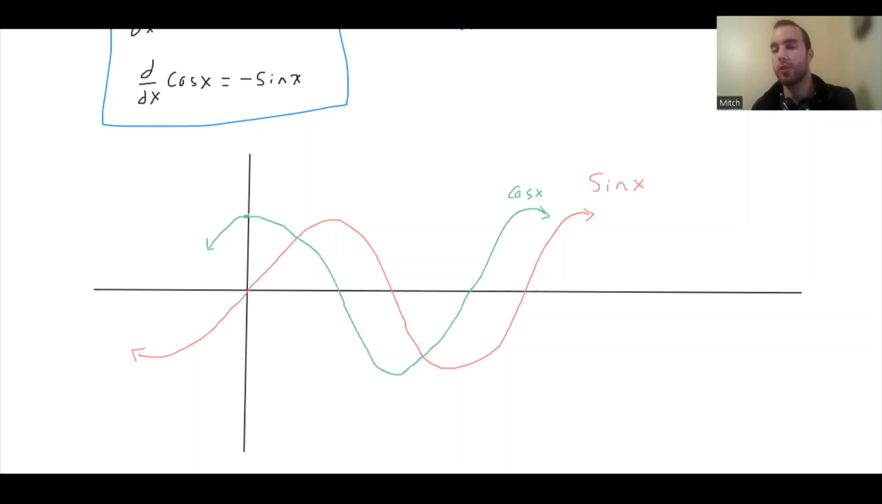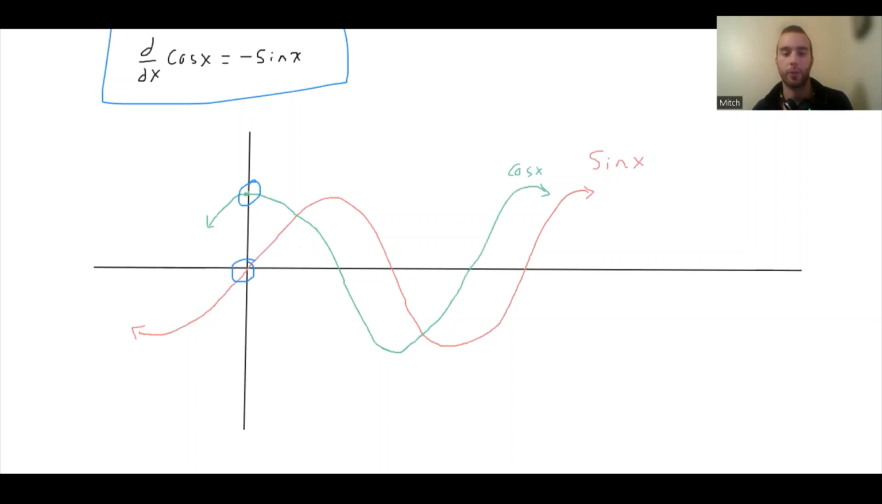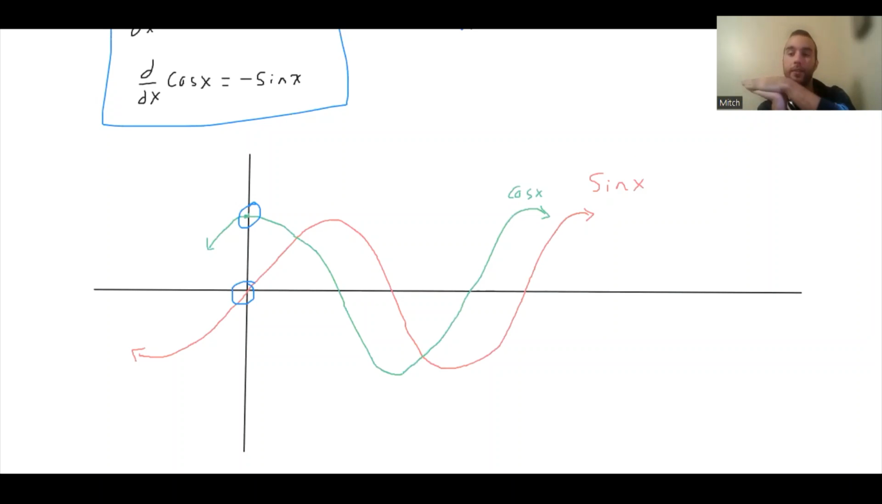Just look at how it's changing right now. If I zoom into that very first spot, what's happening to sine? This is the highest slope that sine has, and it's in the positive direction. And we know that cosine is at its highest right there. So it makes sense that the derivative of sine is going to be cosine, if you're forgetting which one has the negative sign.